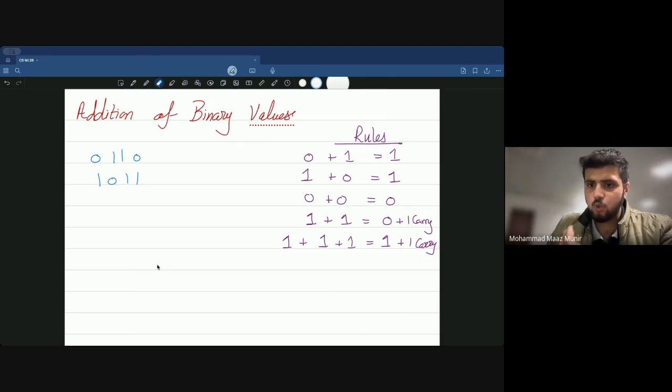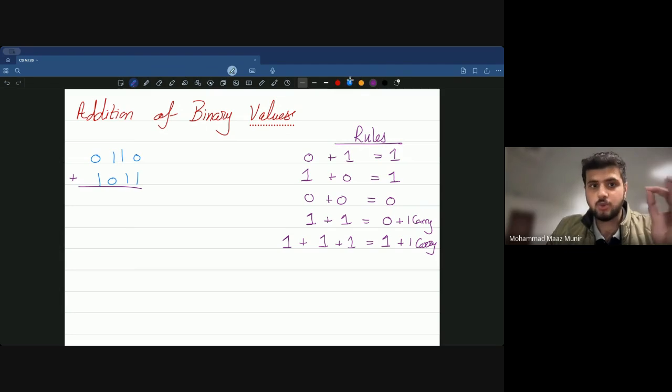So you don't have to worry. It's going to be easy peasy once you memorize these rules, and these rules are going to be learned if you start practicing. So let's do this one question. We have 0110 being added with 1011.